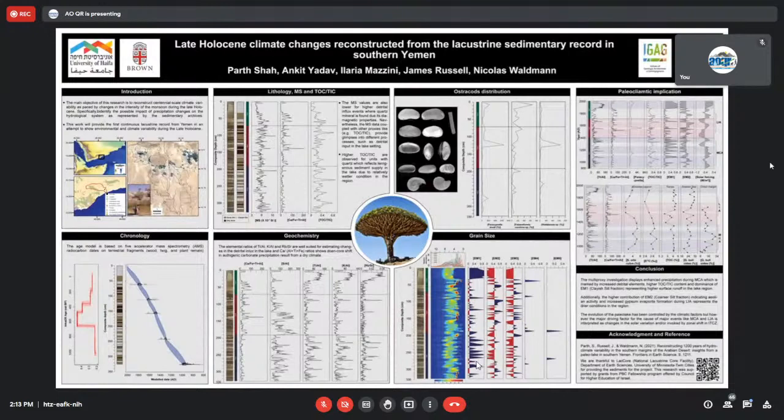We compared this result with other regions also, from Saudi Arabia to Kenya to tropical Africa, and we can see that we are correlating with the other regions: MCA is wet and LIA is dry. We also correlated our result with solar forcing, and we can see our data is showing the same trend as the solar forcing. So we are saying that the cause of MCA and LIA for this region can be associated with solar forcing. We have recently published this paper in Frontiers in Earth Science.